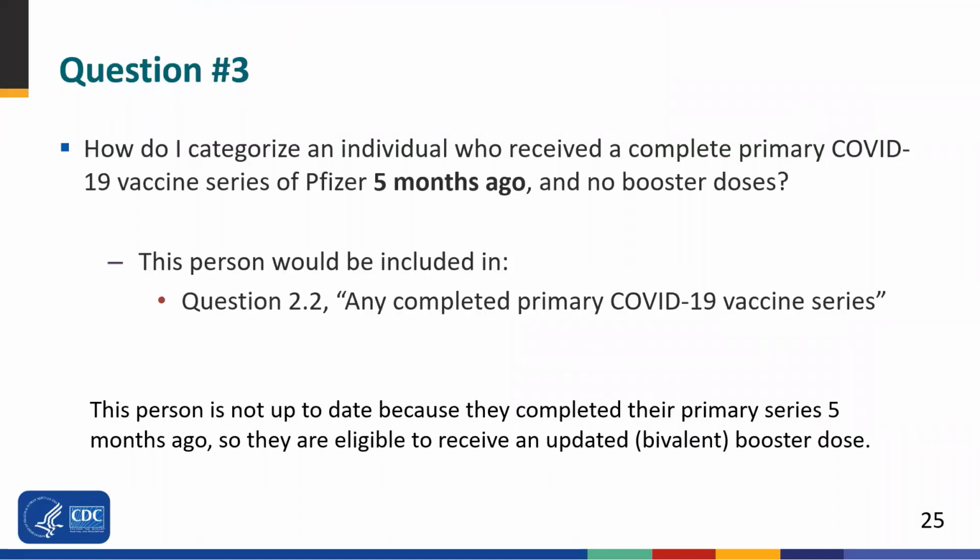Thank you, Molly. For question number 3, an individual received a complete primary COVID-19 vaccine series of Pfizer 5 months ago, but did not receive any booster doses. This individual is not considered up to date because they have not received a booster dose, despite being eligible to receive an updated bivalent booster dose. This individual would be counted in question 2.2. However, they would not be counted in question 4 as having received any booster or additional doses.